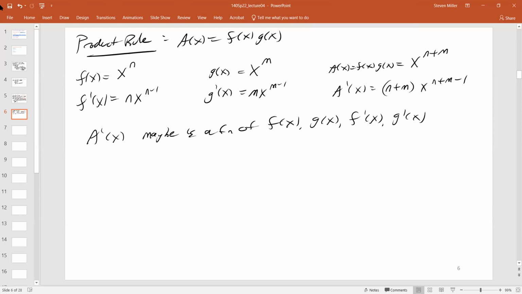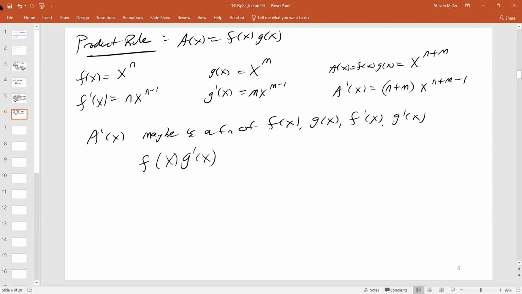So if you look at f of x, that's x to the n. I want to get x to the n plus m minus 1. So how many more powers of x do I need? I need m minus 1 more powers. Who could give me m minus 1 more powers? G prime. So I could look at f prime of x times g of x. I'm sorry, I'm doing it the other way here. I could look at f of x times g prime of x.